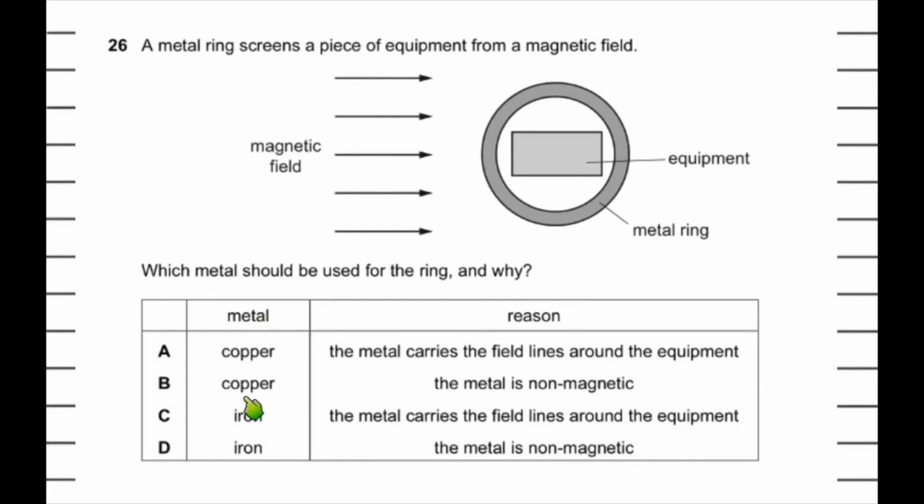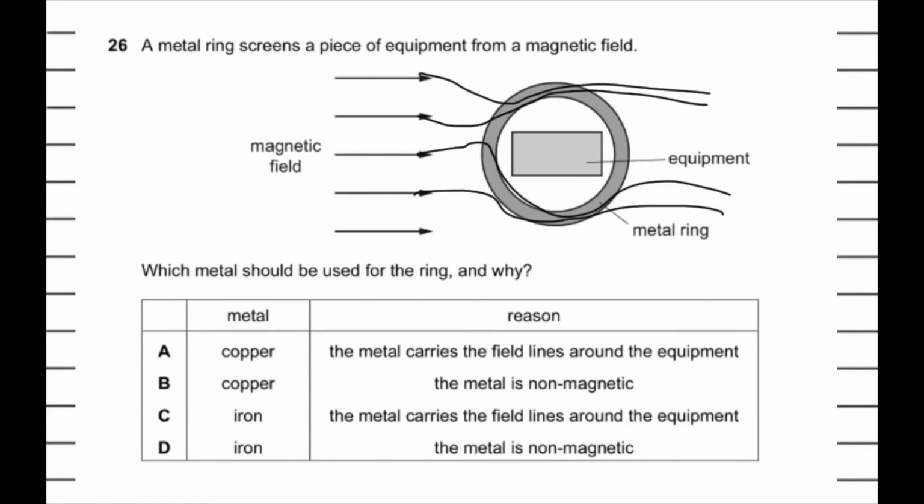Yes, the metal should be iron, and the reason is that it carries the magnetic field lines around the equipment. So the answer is C, because it will carry the magnetic field lines around the equipment, so they will not pass through the equipment, they will pass through the iron ring, so the equipment will be screened from the magnetic field lines.